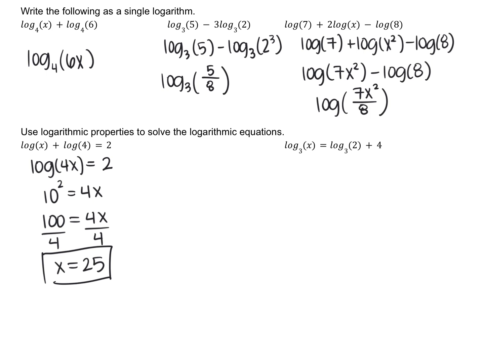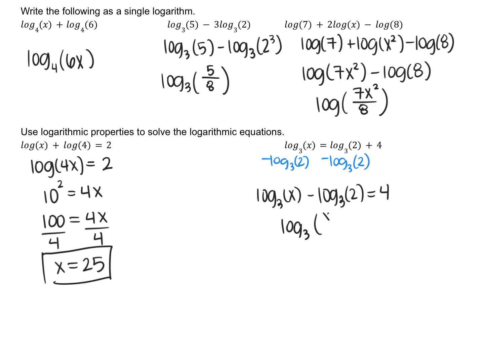Our last example says log base 3 of x equals log base 3 of 2 plus 4. So my first step is actually going to get our logarithms on the same side. So we're going to subtract log base 3 of 2 from both sides. And again, we can't combine those as subtraction, so it's log base 3 of x minus log base 3 of 2 equals 4. Now I can combine subtraction as division, so it becomes log base 3 of x over 2 equals 4.